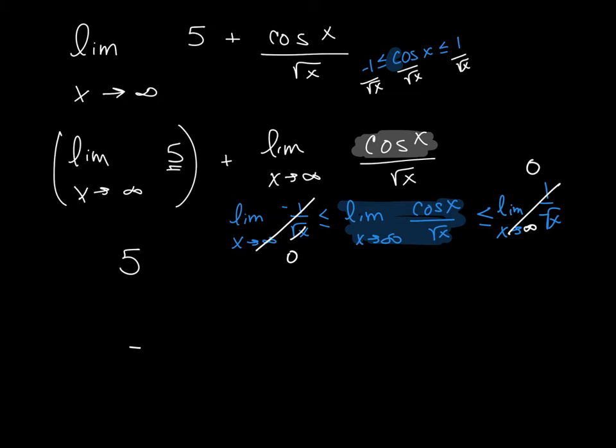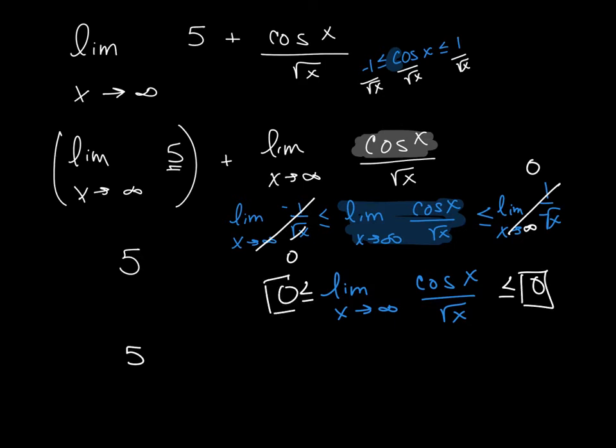So now, because of the squeeze theorem, I can say the limit as x approaches infinity of cosine of x over the square root of x is 0. And I know this is true because it is bound on both sides. And yes, both sides must be equal to the same thing for us to make this assumption that this limit does equal 0. So it's just 5 plus 0. So the limit is just 5.